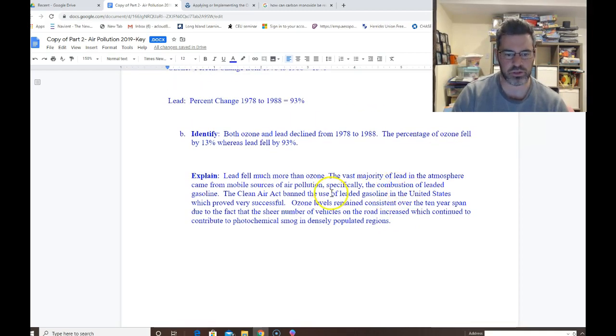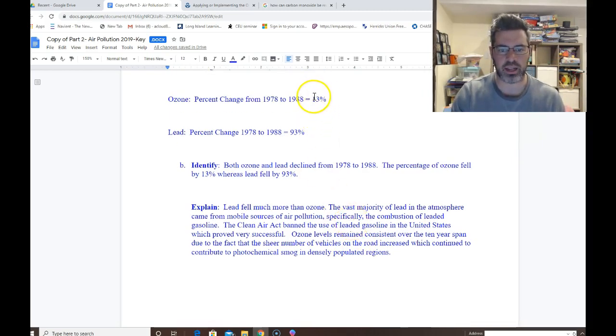Now, do I expect you to word everything the exact same way as I would? No. But what's important here is that I'm explaining why there's such a stark difference. Yeah, we get it, they both dropped off, but why the heck did lead drop off so much more? And it's because of legislation. It's because of the Clean Air Act. Okay, so that would be a full, that's a 5 response is what this would be.